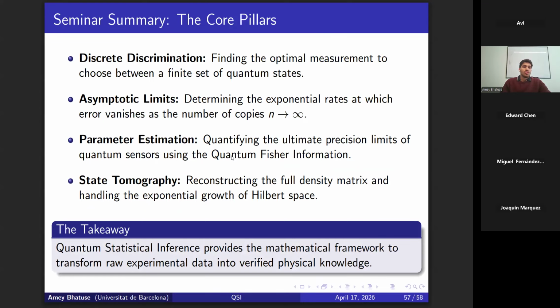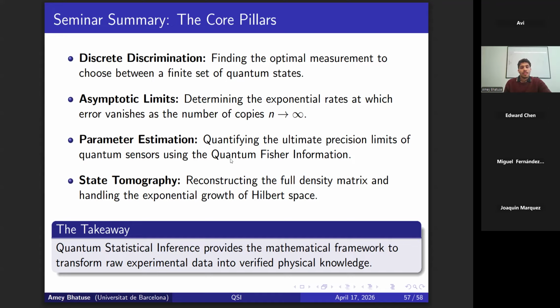So this is a general summary of what we talked about. There is discrete discrimination, where we want to find the optimal measurement between a finite set of quantum states. Then that asks another question: what if we increase the number of copies? Can we do better? Then we moved ahead from the discrete case to the continuous case, where we looked at the limit of quantum sensors using something called the quantum Fisher information and the quantum Cramér-Rao bound.